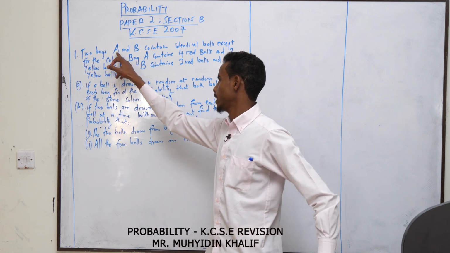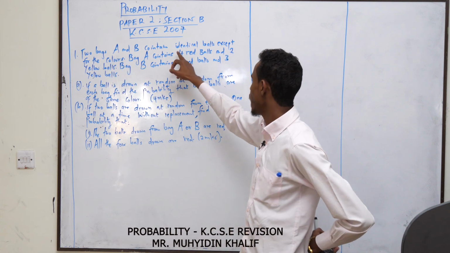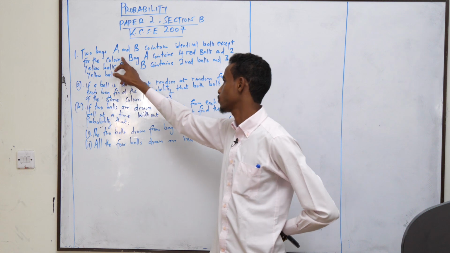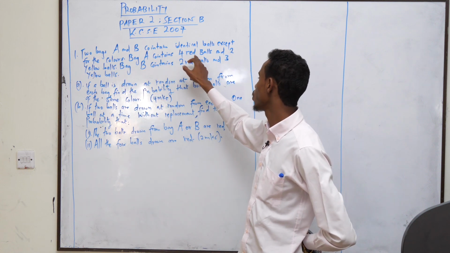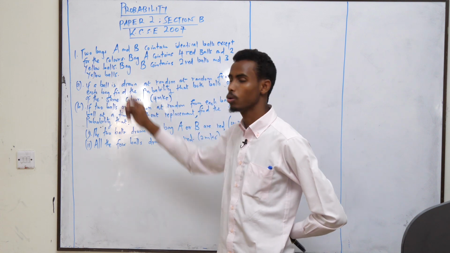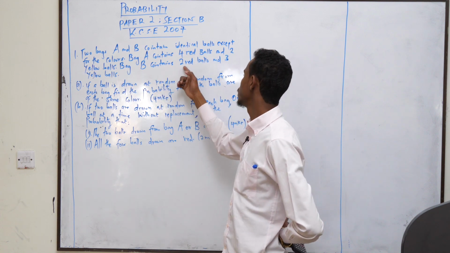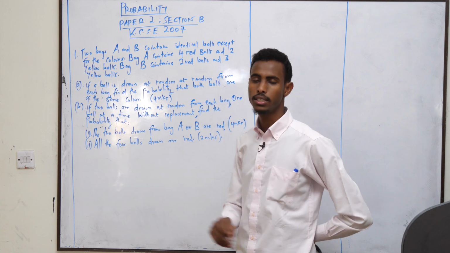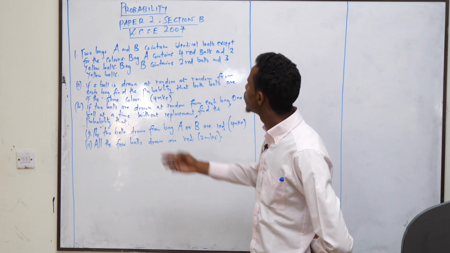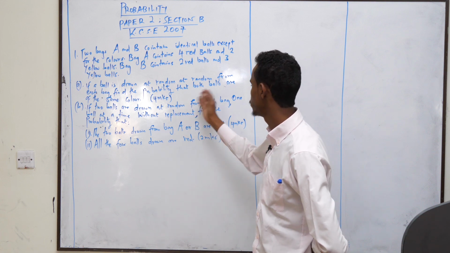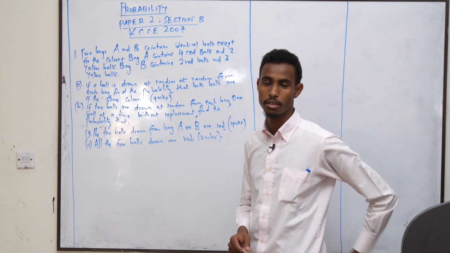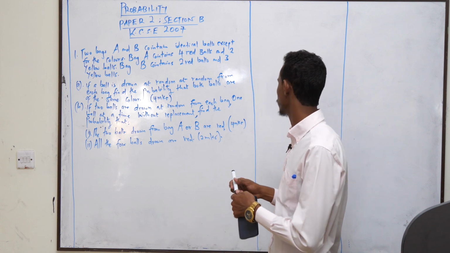Two bags, A and B, contain identical balls except for the colors. Bag A contains 4 red balls and 2 yellow balls. Bag B contains 2 red balls and 3 yellow balls. Now, if a ball is drawn at random from each bag, find the probability that both balls are of the same color. Solution.